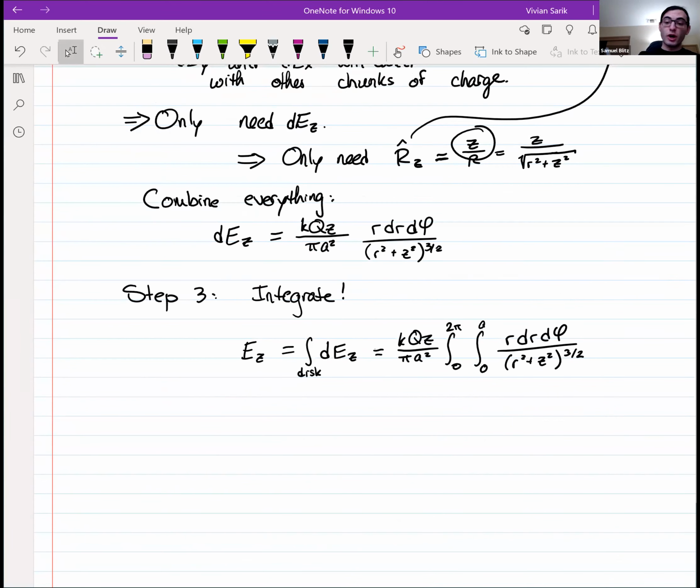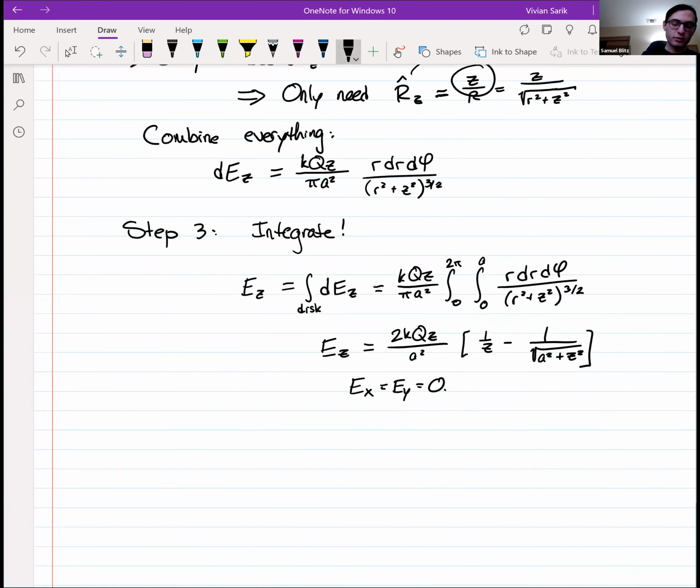So now you can go home and do this integral. It's not a particularly tricky integral to do. It's just a simple substitution, but I'm not going to do it. But the end result is you get 2kqz divided by a squared times 1 over z minus 1 over square root a squared plus z squared. And that's the answer. That is the electric field in the z direction. And we also know from the argument that I made above that the electric field in the x and y directions are 0.